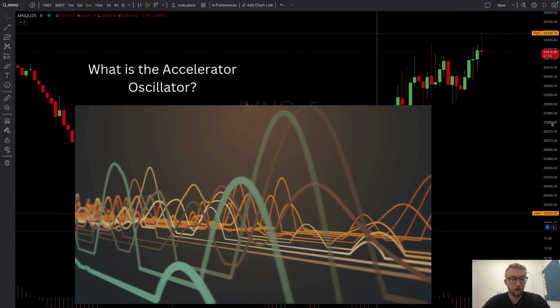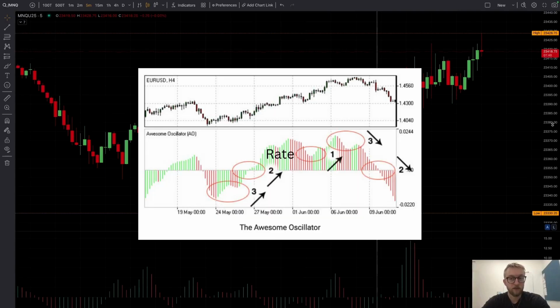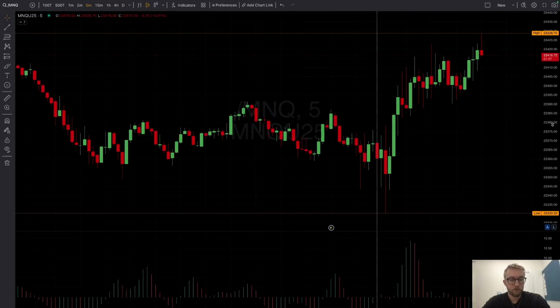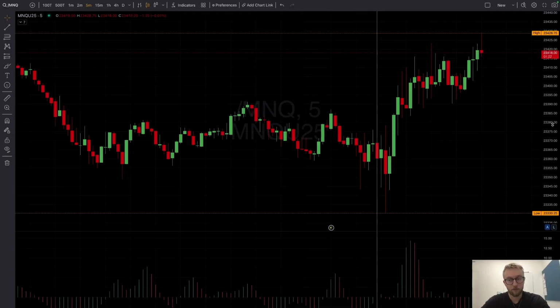So the Accelerator Oscillator is based on the momentum of a previous indicator he made called the Awesome Oscillator. But this one improves on it, uses it, and takes it a step further. It shows the rate of change of momentum, not just price. It gives it a leading quality versus other indicators, which are lagging tools.